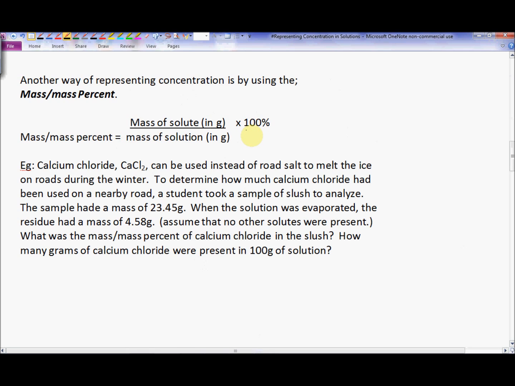So here's our first problem. Calcium chloride can be used instead of road salt to melt the ice on roads during winter. Determine how much calcium chloride had been used on a nearby road. To determine that, a student took a sample of slush to analyze. The sample had a mass of 23.45 grams. When the solution was evaporated, the residue had a mass of 4.58 grams. Assume there were no other solutes present. What was the mass to mass percent of the calcium chloride in the slush? And how many grams of the calcium chloride were present in exactly 100 grams of the solution?